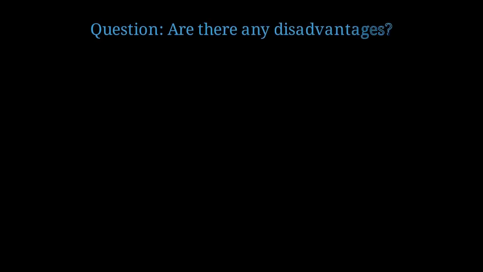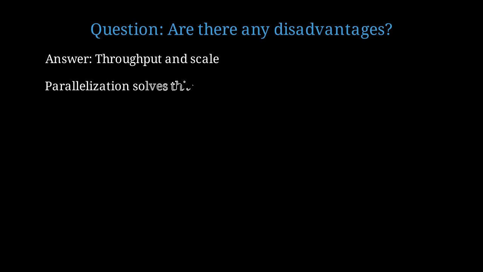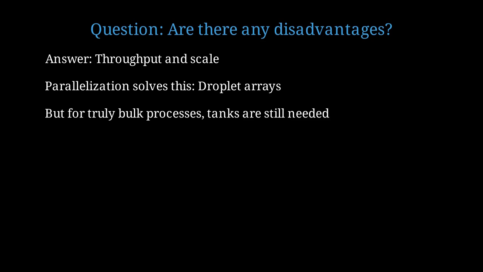You might wonder, if droplets are so superior, why do we still use large stirred tanks? The main disadvantage is throughput. A single droplet is tiny. To process liters of material, you need millions of droplets. Modern microfluidic devices solve this by parallelization. You can process thousands of droplets simultaneously in a droplet array. But for truly bulk industrial processes requiring tons of material, conventional stirred tanks are still necessary. The paradox applies at research and pharmaceutical scales, not refinery scales.